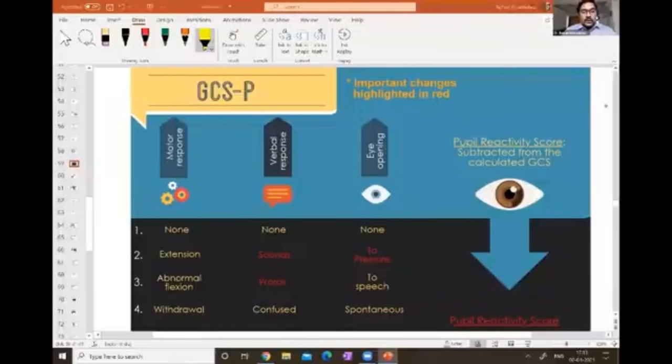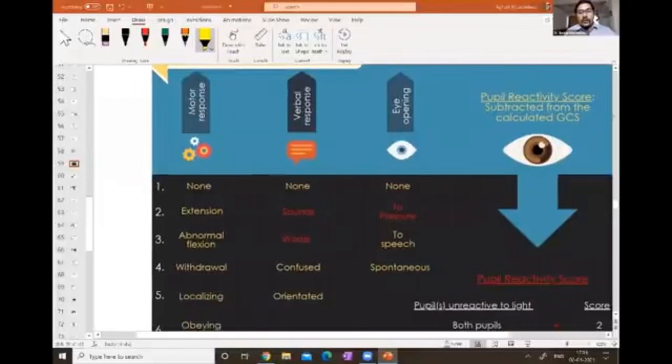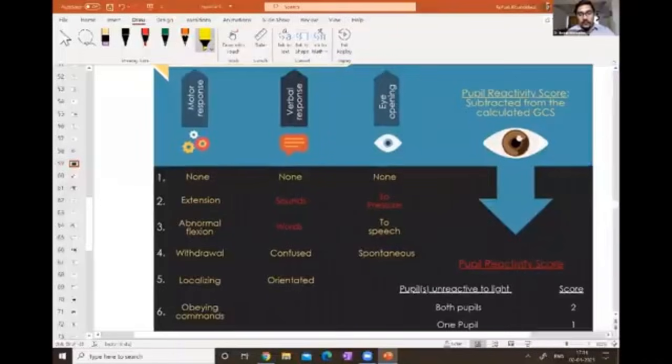Now, coming to the Glasgow coma score. The motor response, 1 is none, 2 is extension, 3 is abnormal flexion, 4 is when the patient withdraws away from pain, 5 is when the patient localizes pain, and 6 is when the patient is obeying commands. Always remember, record the highest possible motor response. Please write this line down. This question has been asked in clinical scenarios.